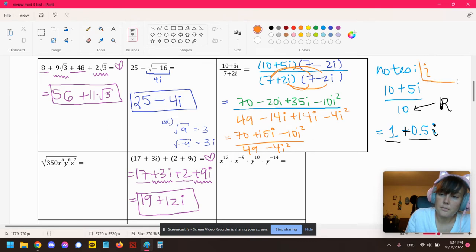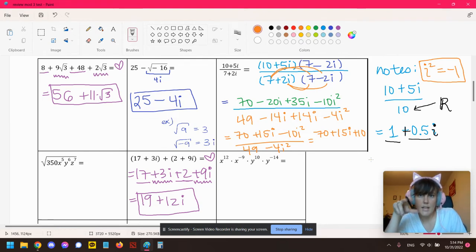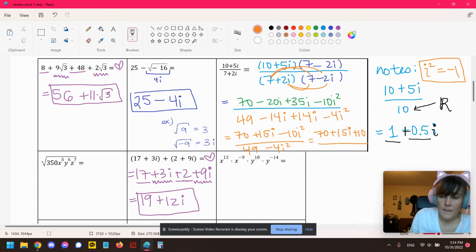The other big note is that every time we see i squared, we can write that it's equal to negative 1. So I still have 70 plus 15i. That's a terrible plus 15i. Let's do it right. But now I get to say it's plus 10 because the i squared is as if I did 10 times negative 1 and became a positive 10. And at the bottom here, I get 49 minus 4 times negative 1, which is the same as plus 4.